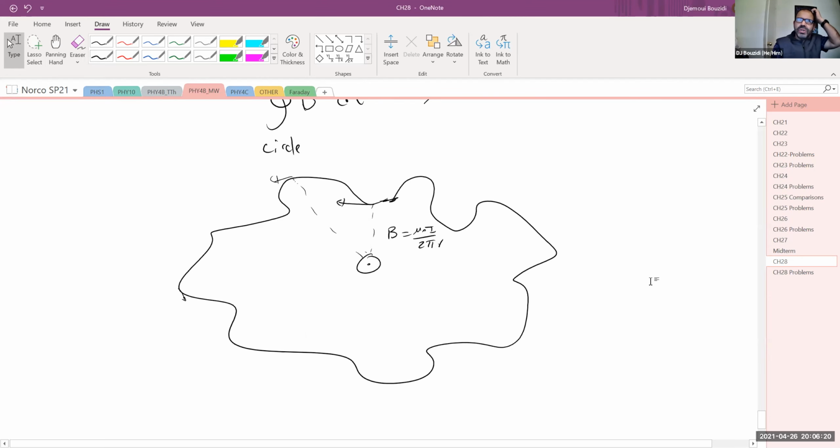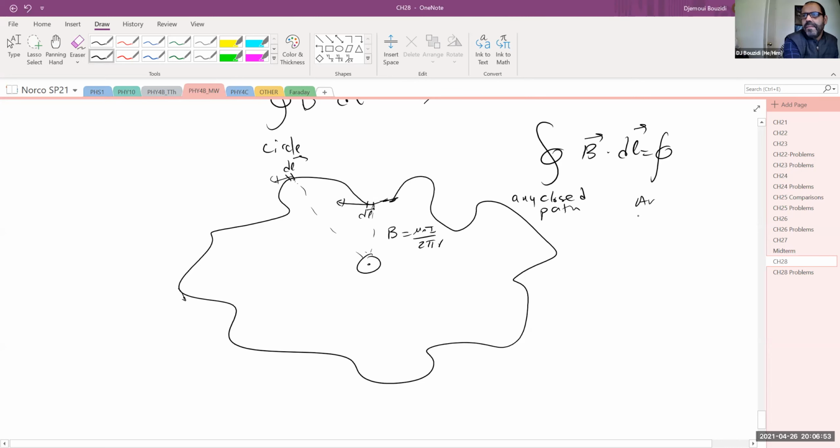So how is the circulation now going to work out for me? Well, it's going to be the same thing around this new path. So this is a closed path still, but not a circle now. It's still a closed path, any closed path, of B dot dL. In that integration, B is not constant and dL is not constant, but at any given point, dL and B are actually parallel to one another still.